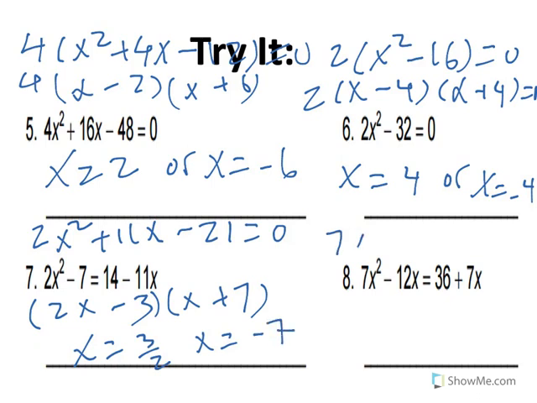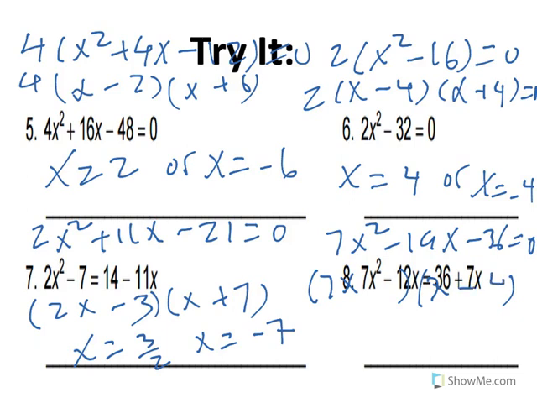The same here, so 7x squared minus 19x minus 36 equal to 0. Then we can factor this, which gives us 7x and x, and we need a negative 36 and a negative 19. So let's try a negative 4 and a positive 9. Then x equals negative 9 over 7 and x equals positive 4.